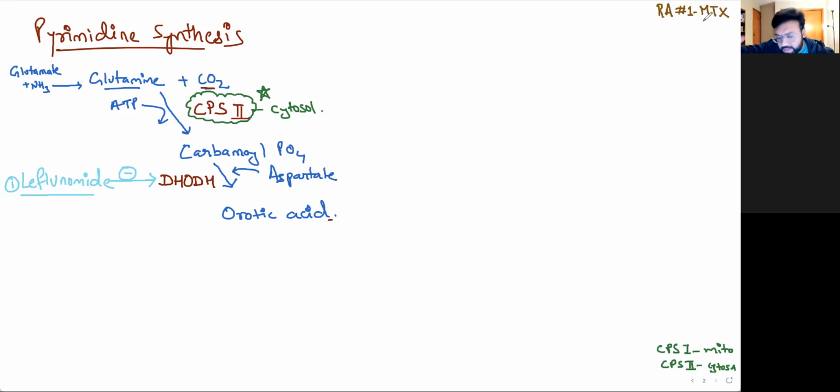Now somewhere down the second line, third line, if methotrexate is not working, you may use leflunomide. Okay, so I'm writing this dot dot dot. You may somewhere use leflunomide. Okay, everything crystal clear until now?